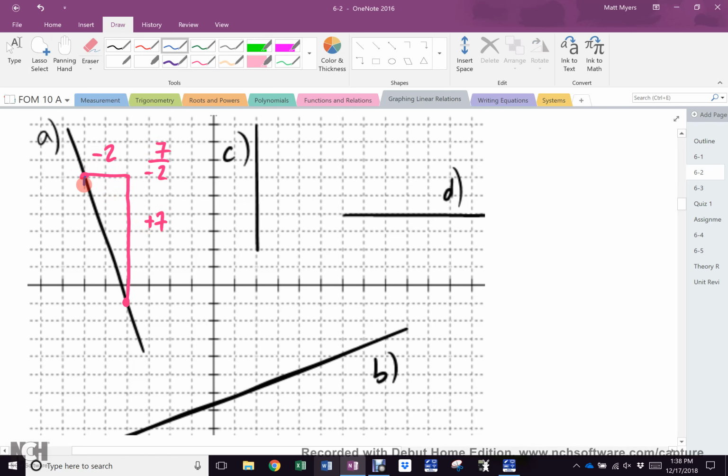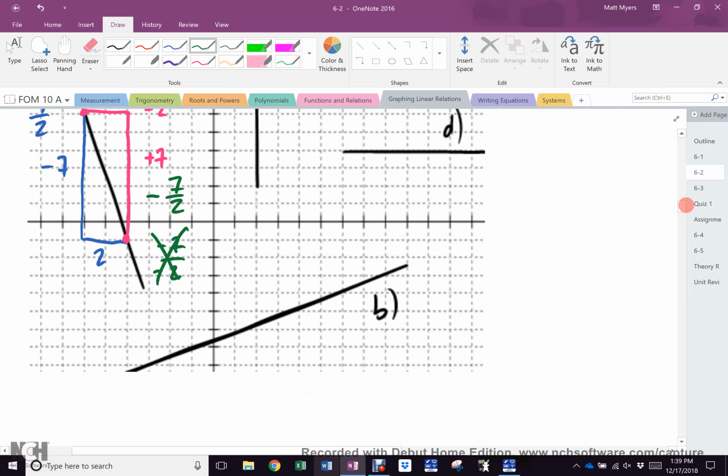What if I go the other way? Start here. What's my rise? Negative 7. What's my run? Positive 2. So my slope would be negative 7 over 2. Are they the same thing? Could I also write it this way? Negative 7 halves. Could I write it this way? Negative 7 over negative 2. No, because that's positive. Everybody with me? Yes, Javon. Of course not, because it's rise over run, not run over rise.